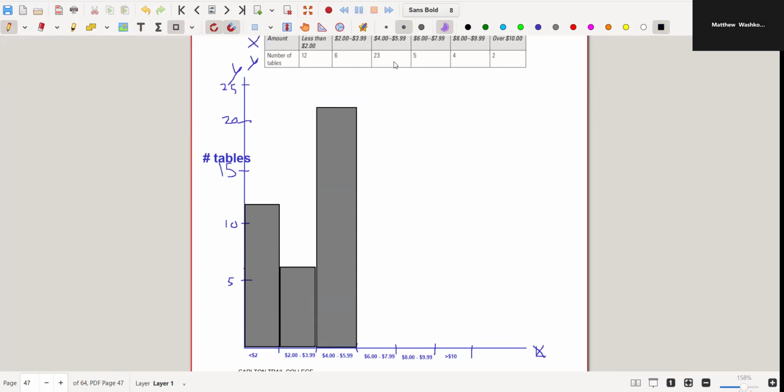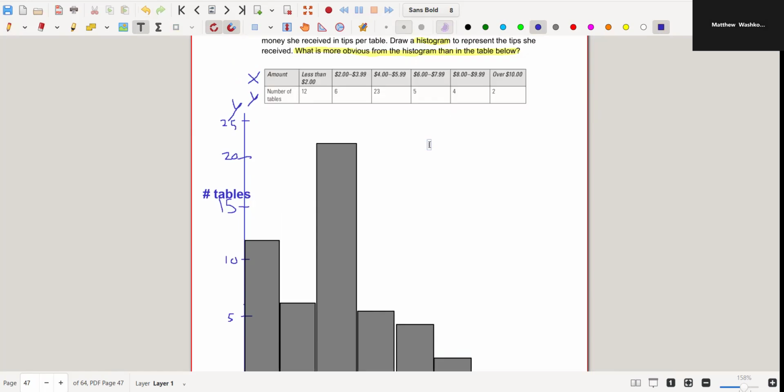So next I go from 6 to 7.99. There was 5 of those guys. And then from 8 to 9.99, I had 4 of them, so a little bit lower. Again, it's not exact, right? You're doing this freehand. And then 2 from 10 to here. Okay. So now we've done a histogram here. I also need to label it, right? This is the amount of money in tips received. Perfect.